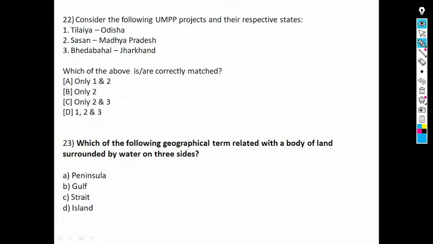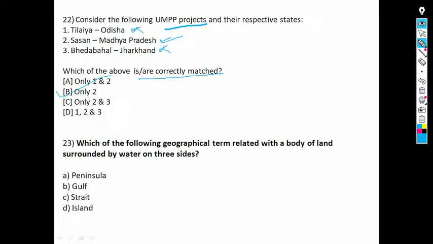Next, consider the following UMPP projects and their respective states: Krakuta, Talaya, Odisha, Sasan, Madhya Pradesh, and Bedabahal, Jharkhand. Bedabahal in Jharkhand. Which of the following are correctly matched? So Talaya, Odisha is wrong. Bedabahal, Jharkhand, wrong. So only 2 is correct. Only 2, yes, B is the answer.